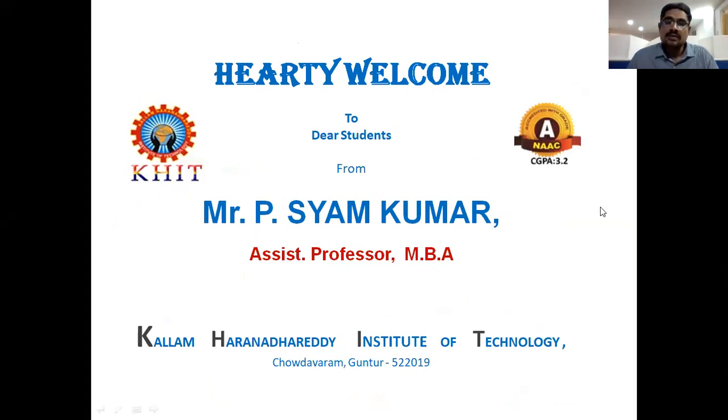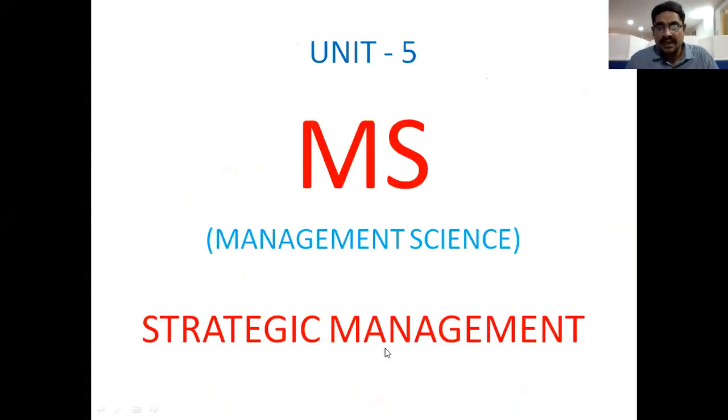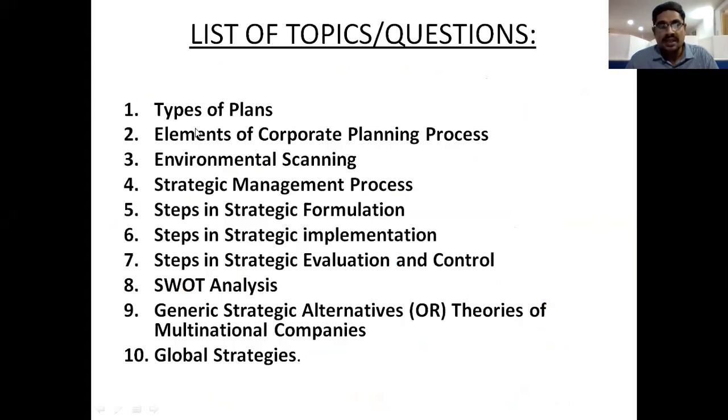Okay, guys. In the previous class, we discussed 15 strategic management. In this, we discussed the types of plans and the elements of the corporate planning process. We discussed two things. First, what is the need, the benefits, or the importance of the corporate planning process? And second, the process of how to plan corporate planning, right? And the next thing we discussed was environmental scanning.